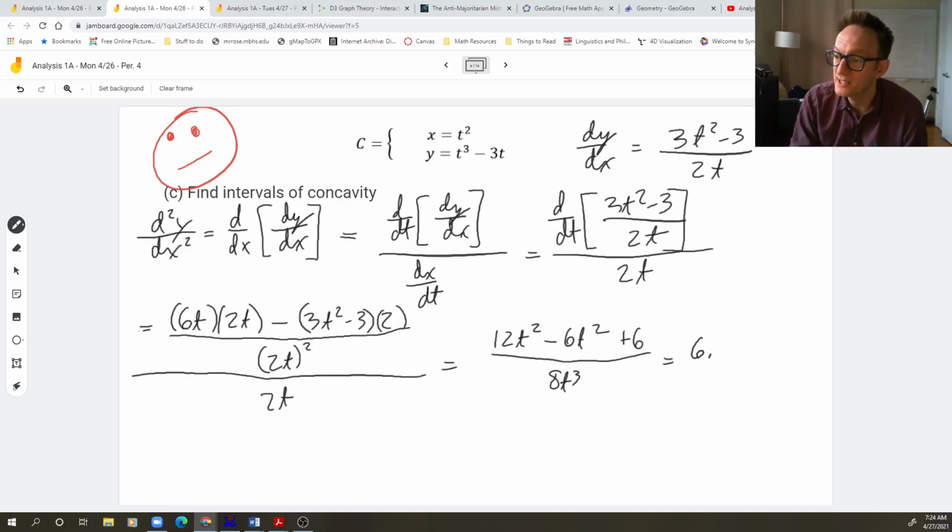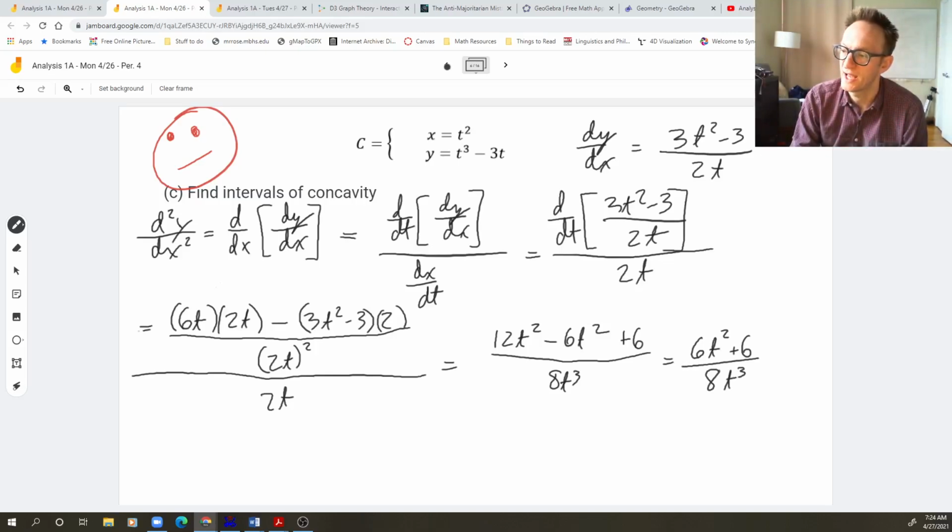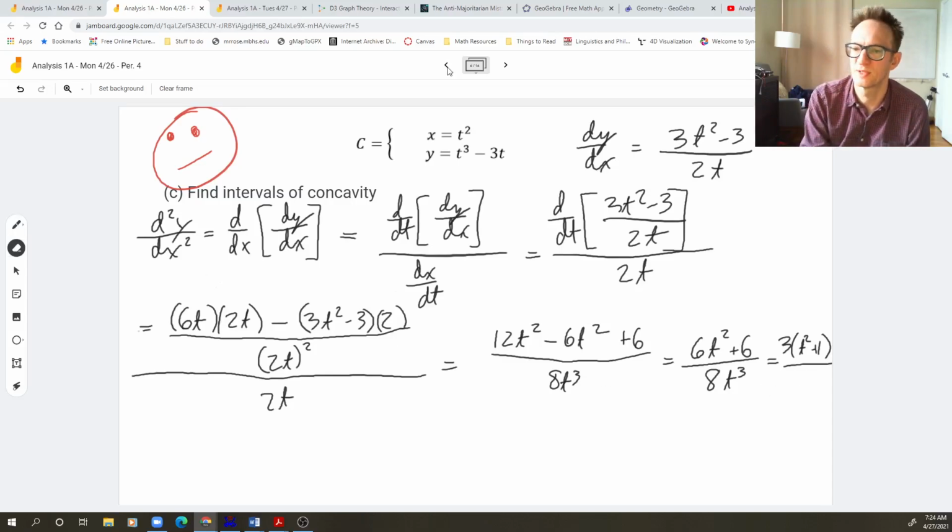I get 6t squared plus 6 over 8t cubed, and I guess I can take a 2 out of the top and bottom. So that becomes 3t squared plus 3 over 4t cubed. I don't remember this answer, but I guess this must be the right answer. I hope I'm not making a horrible algebra mistake.